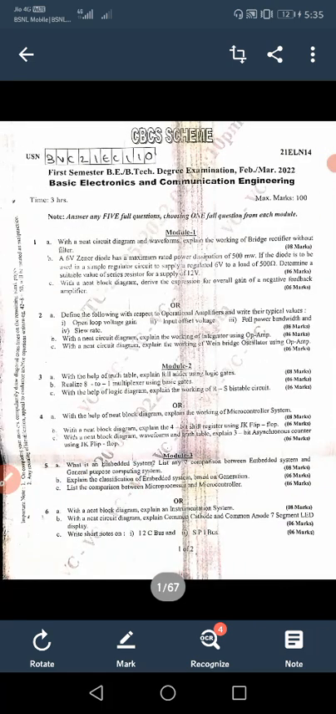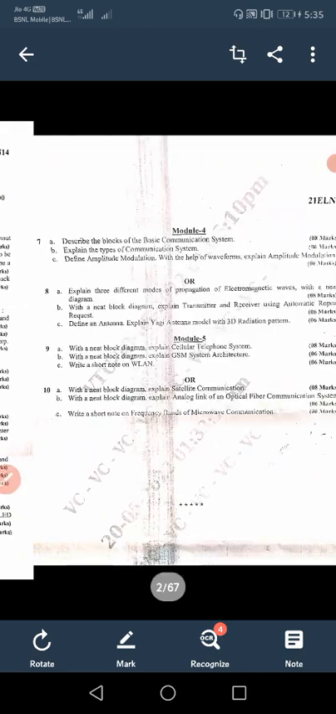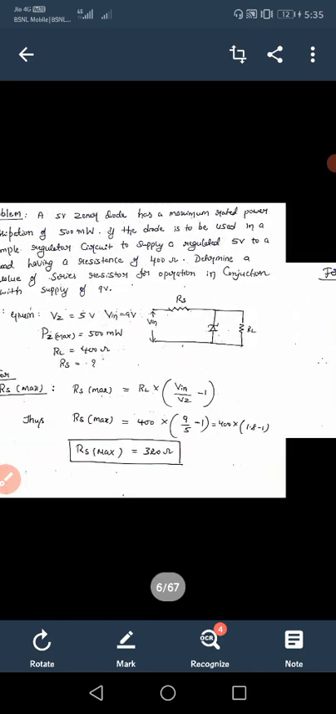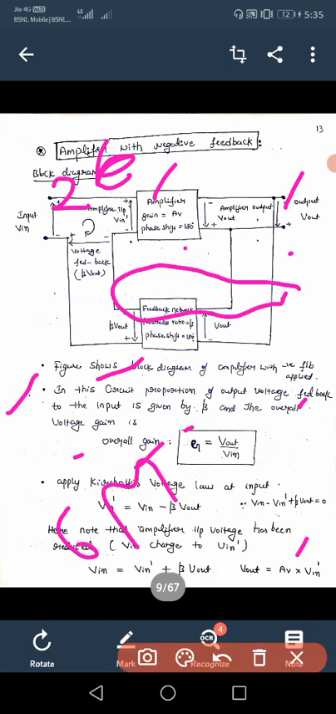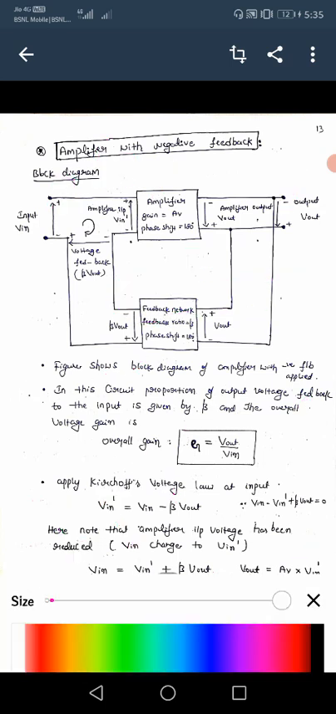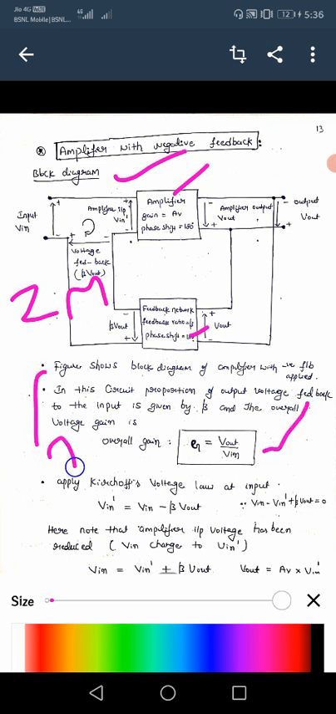Now we'll see 1C. With a needed block diagram, derive the expression for overall gain of negative feedback amplifier. So here, this is what the answer is. This is the block diagram you should write. This is for 2 marks. The marks are going to be split. So it is the amplifier and the feedback network. This is everything you should write. For this you will get 2 marks. And writing of this and this equation, again it is 2 marks.